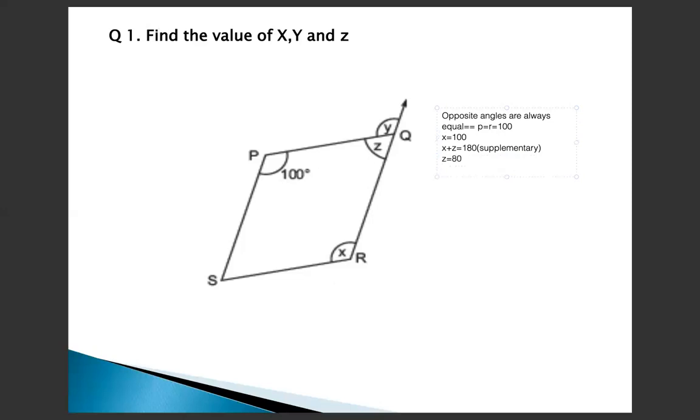We know z plus y are forming a linear pair. When I'm using the word linear pair, it means that the sum will always be 180 degrees. So if the value of z is 80 degrees, the value of y automatically becomes 100 degrees. If you want to take a screenshot, you can take a screenshot.